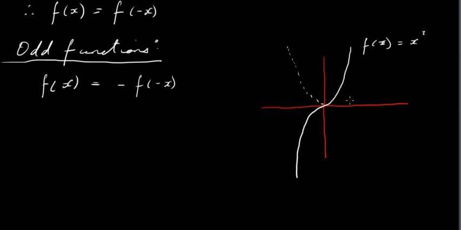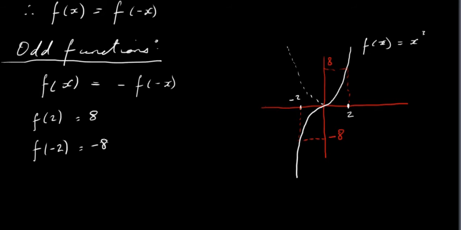So let's take 2 here for example, and we'll take minus 2. If we put 2 into our function, we get f of 2. That's going to be up along here and over here. Well, that's just going to give us 8. If I put minus 2 in here, I'm going to end up down here somewhere, and that's going to be minus 8. So f of 2 is equal to 8, and f of minus 2 is equal to minus 8.